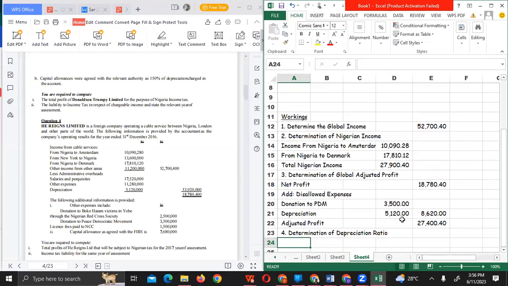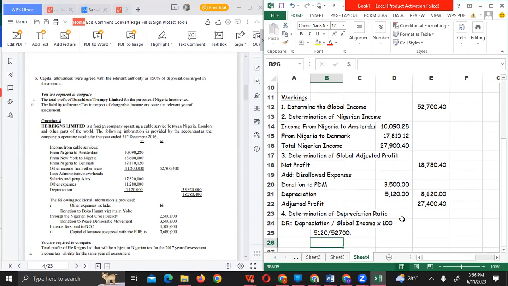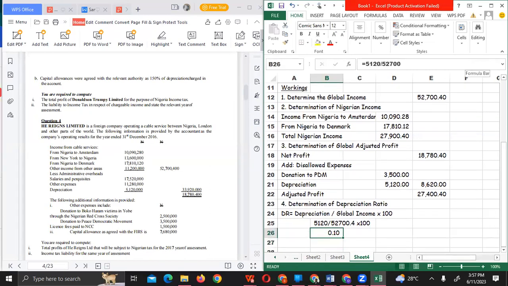The depreciation ratio is very simple. Depreciation ratio is what? We have DR equal to depreciation over global income. How much is depreciation? 5120. Global income is 52,700.4 times 100. So you have 5120 over 52,700.4.